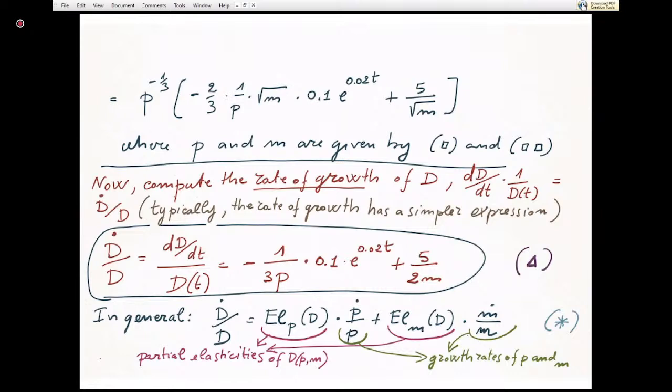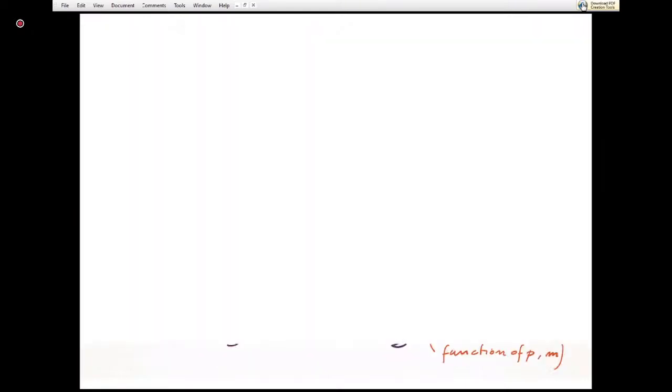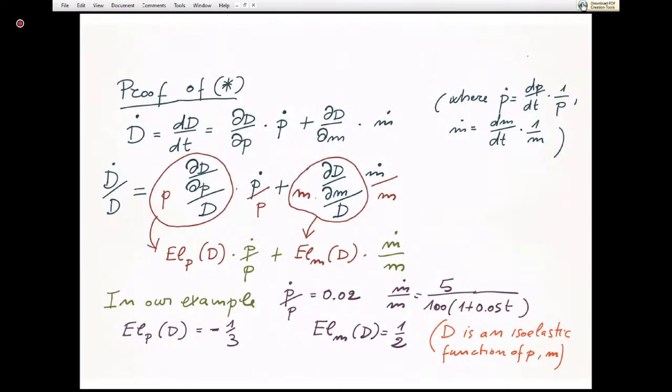Okay, so this is a very interesting formula because often in application we are interested in growth rates, and this is also the proof that elasticities are really important in this kind of models. So the partial elasticities are quite important sensitivity measures. Oh, this is the proof.